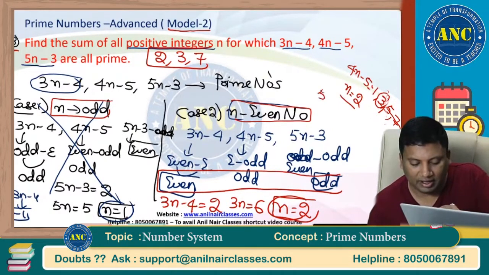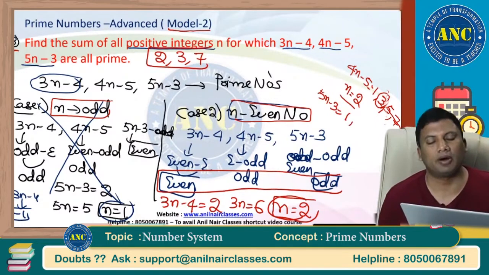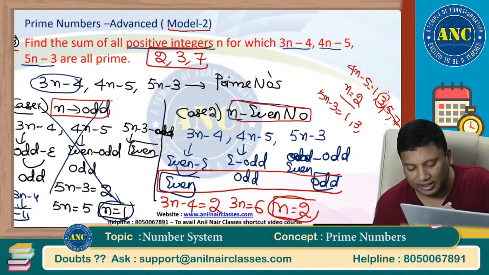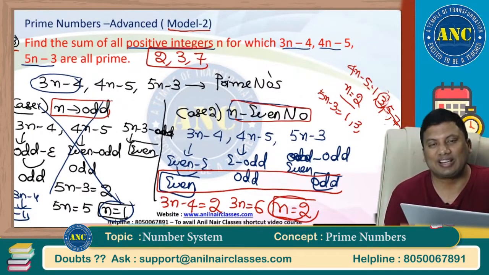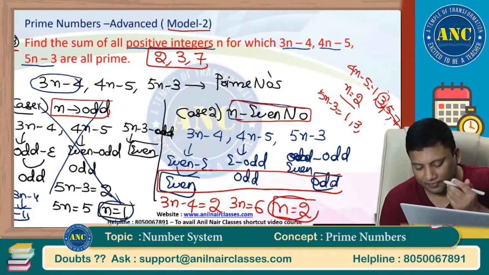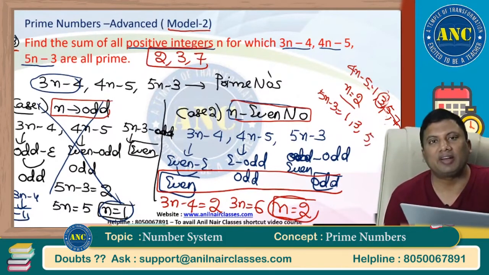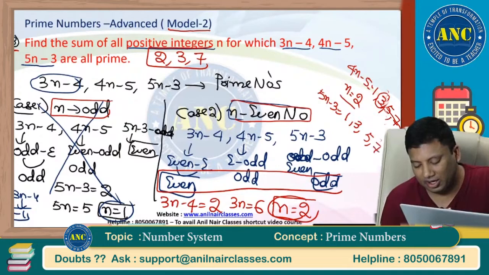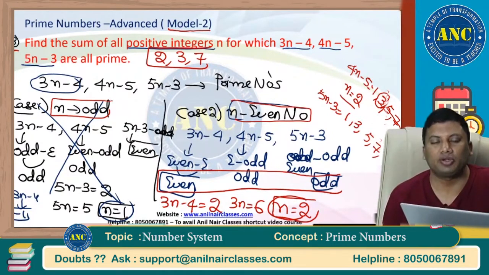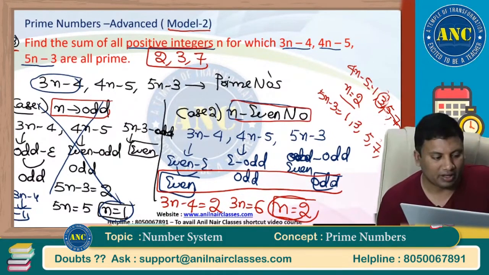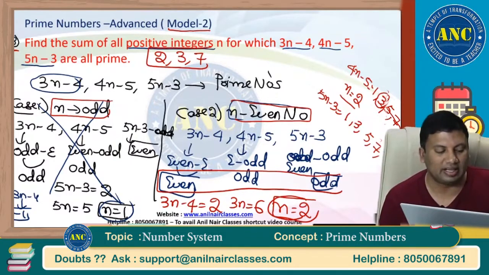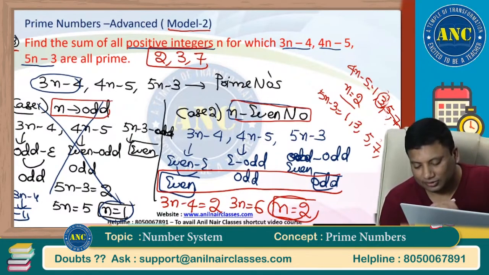Similarly, 5n minus 3 is an odd number. If I take the lowest odd number 1, 5n is equivalent to 4 and n will be a fraction. If I take 3, 5n will be 6 and n is 6 by 5, not possible. If it is 5, 5n is equivalent to 8, so n is 8 by 5, not possible. 5n equivalent to 10, n equivalent to 2. That is what we did. 5 2s are 10, 10 minus 3 is 7. Any other value? 7 we got, right?